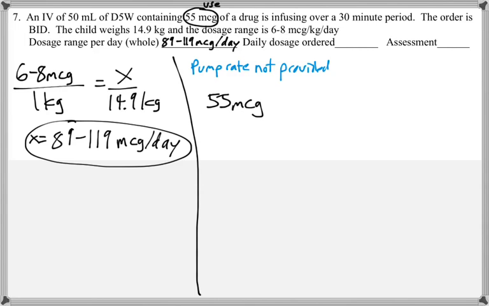So they want to know the daily dosage ordered. So this tells us that the order is BID, which means we need to multiply this by 2. And we get 110 mcg per day.